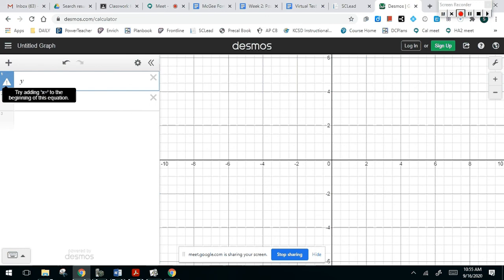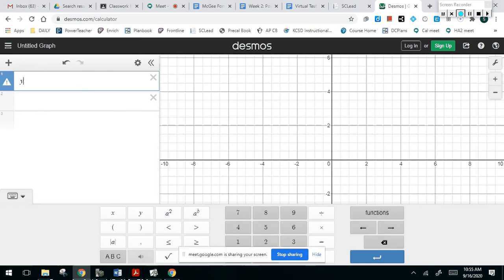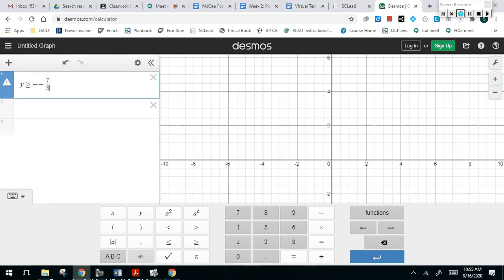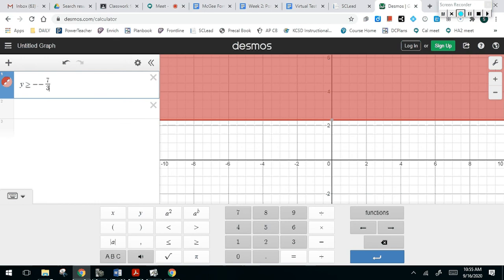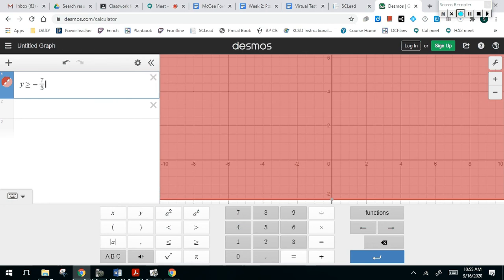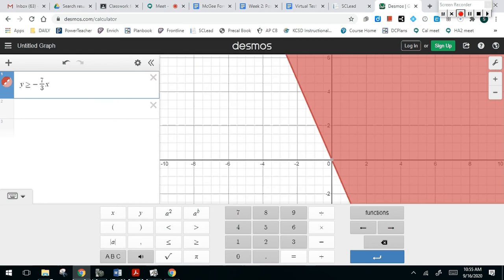Greater than or equal to, see? Oh. Y is greater than or equal to, and then next 7/3. Negative 7/3x minus 16 divided by 3. All right, there's 1.